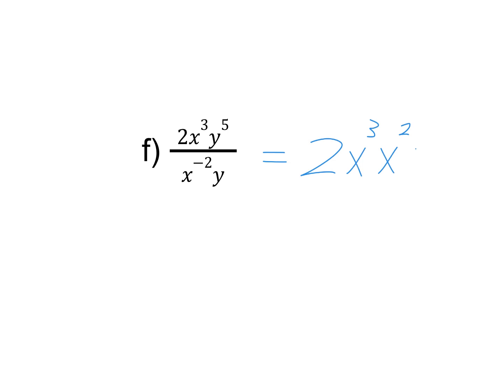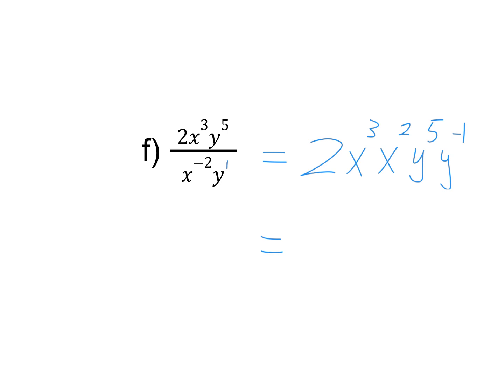Then I have y to the fifth, and then I have a y in my denominator, so that's y to the 1, but I want to combine all of my like terms. So because they're both y, I need to move them all to the numerator. So if it's y to the positive 1 in the denominator, it would be y to the negative 1 in the numerator. Now let's look at how we can combine these.